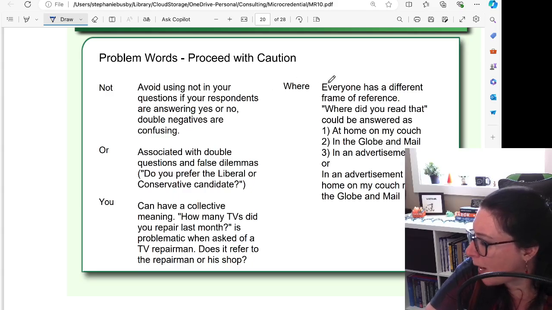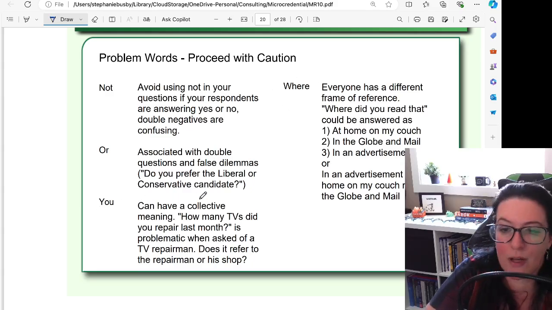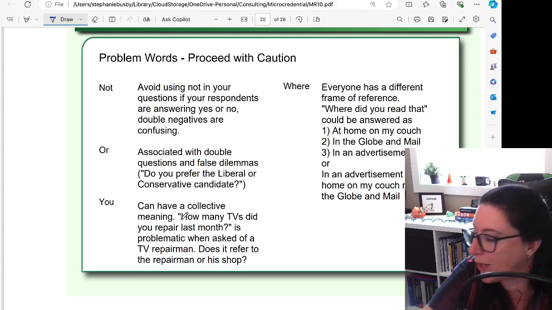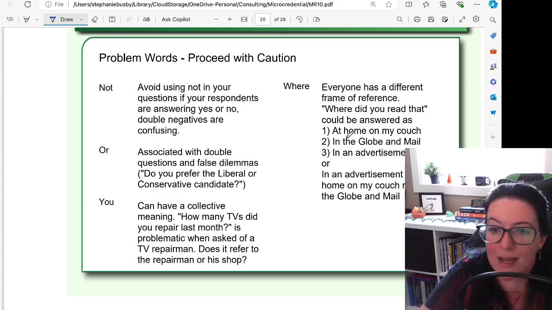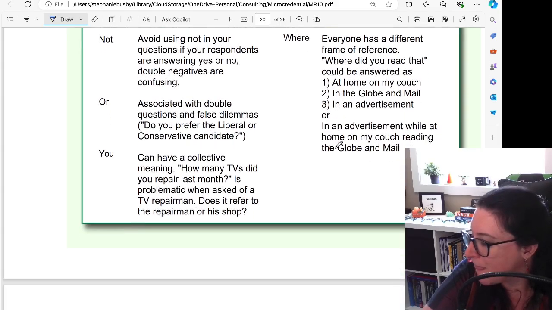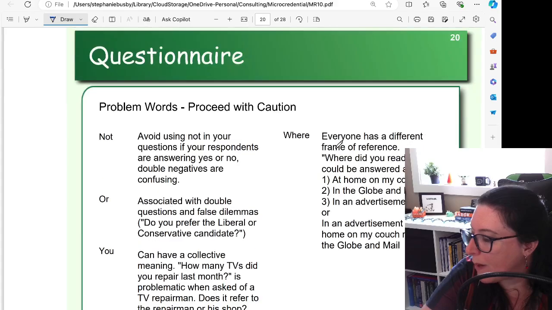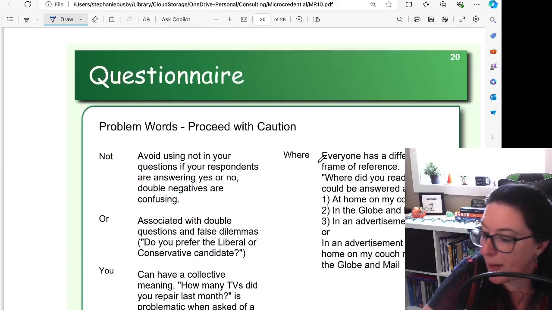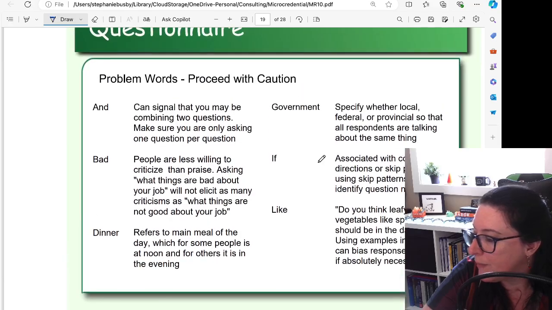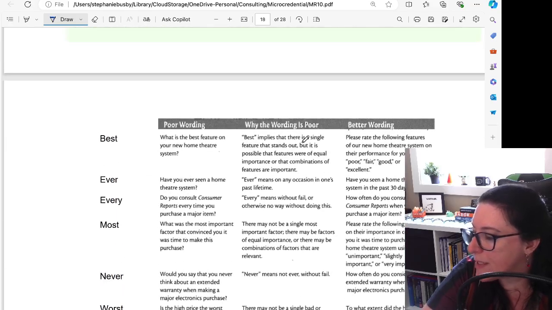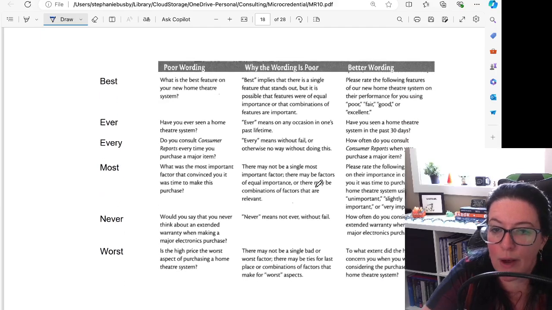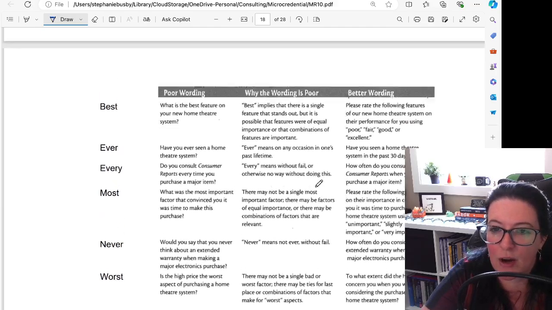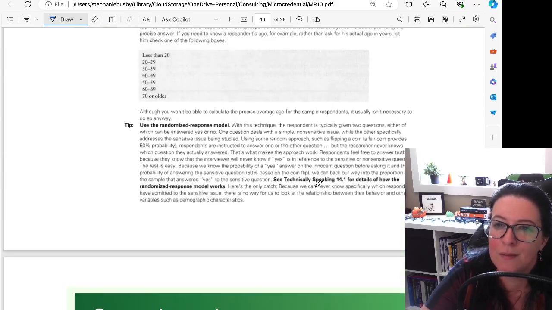So there's some other ones here. You can have a collective meaning versus the individual. It may not be clear which one you're asking about. Where something happens, everyone has a different frame of reference. So we want to be careful in terms of our words. So these are words you want to be careful about, but you might include. Okay. These are words that you want to avoid. They tend to be very generic or very extreme.